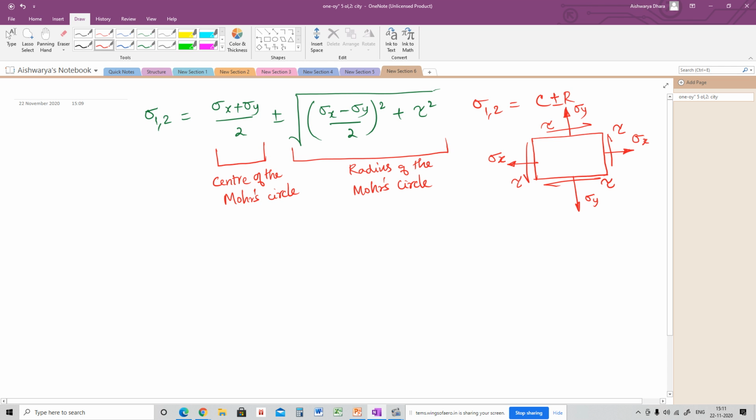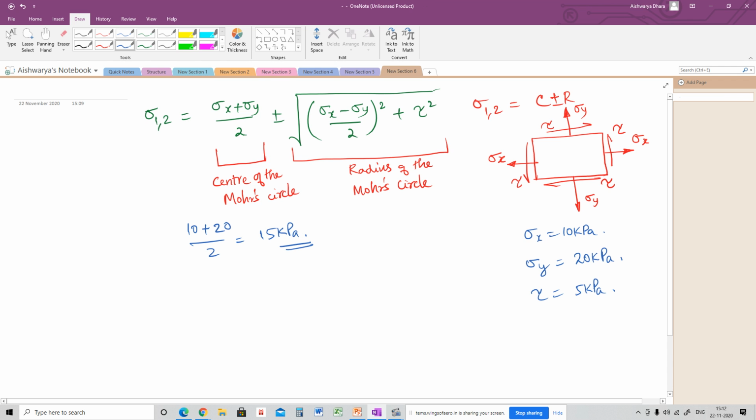Because once you substitute, let me give you an example: sigma x is given as 10 kilopascal, sigma y equals 20 kilopascal, and tau is around 5 kilopascal. Find out the center of the Mohr circle. Center of the Mohr circle will be 10 plus 20 by 2, which is 15. So 15 will be the answer.